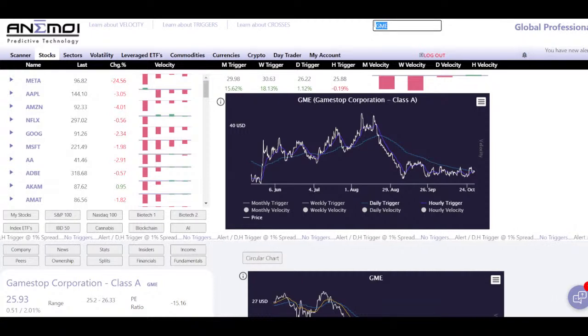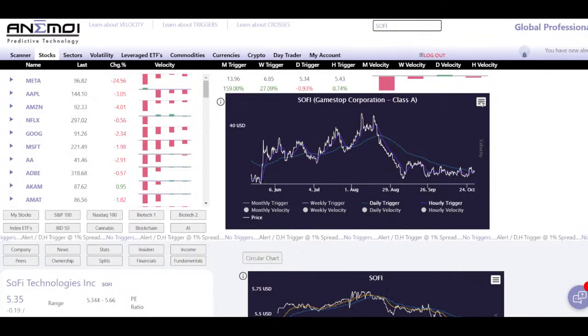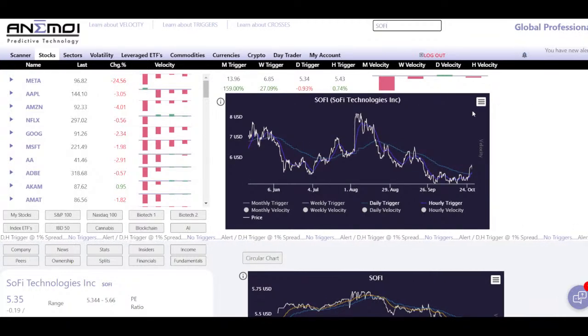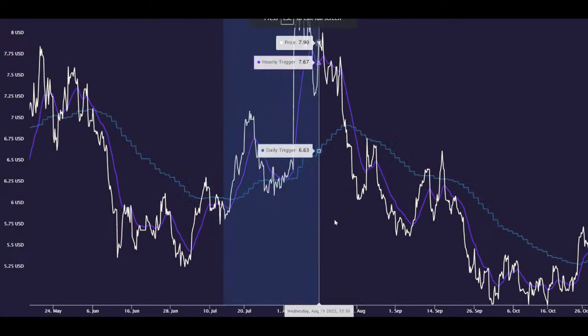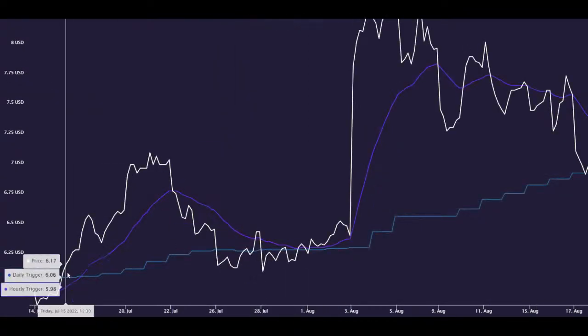I mean, I don't know how many examples I could give you guys. If you guys want to play around with it, sign up for the free version, search through everything yourself. But like, here, let's look at SoFi. All right, so here's where the hourly trigger crossed the daily trigger. Right here. Here's your cross.